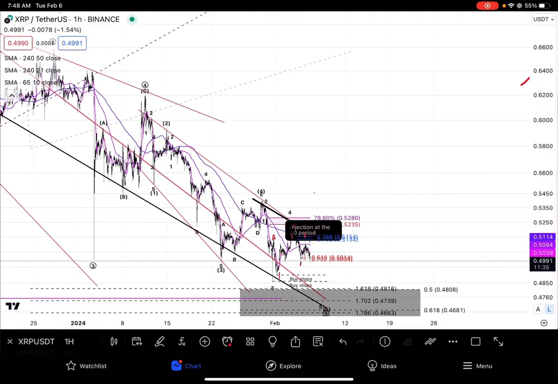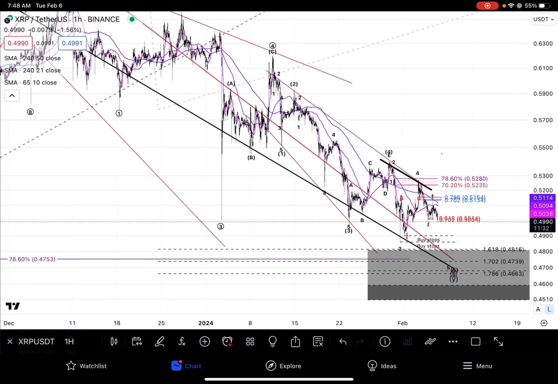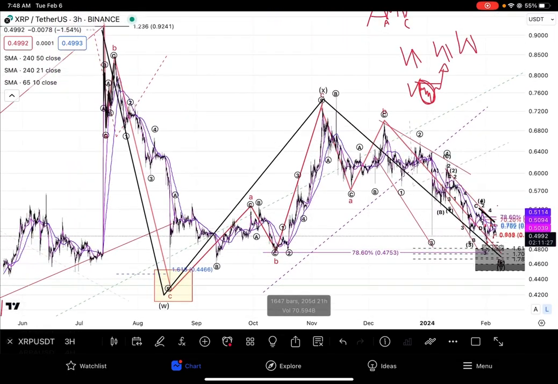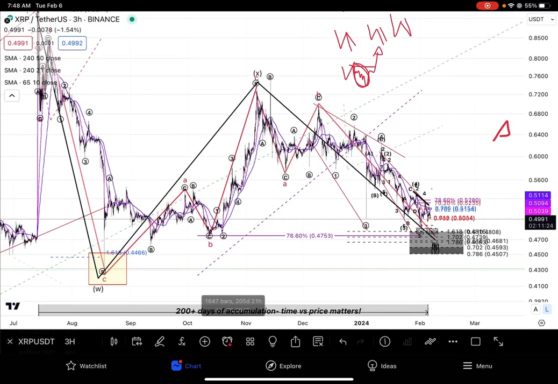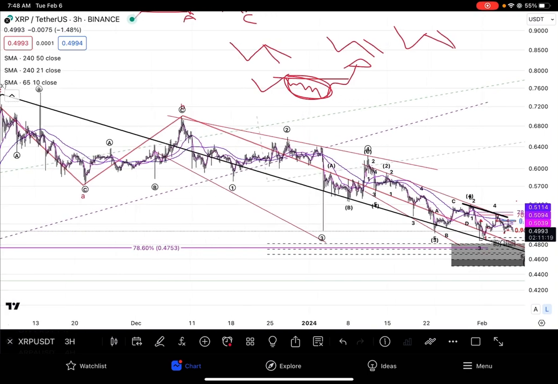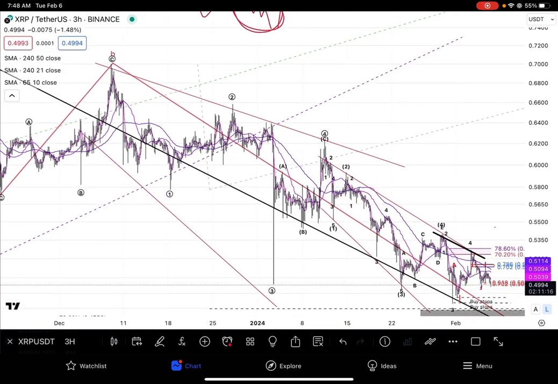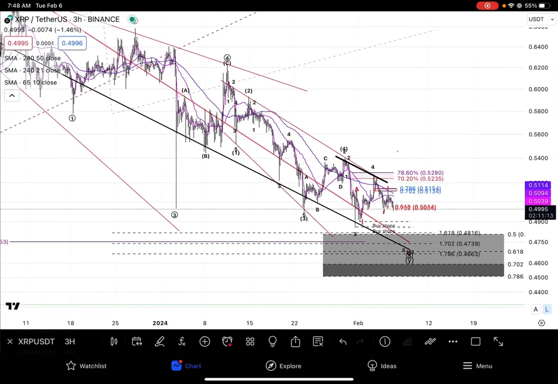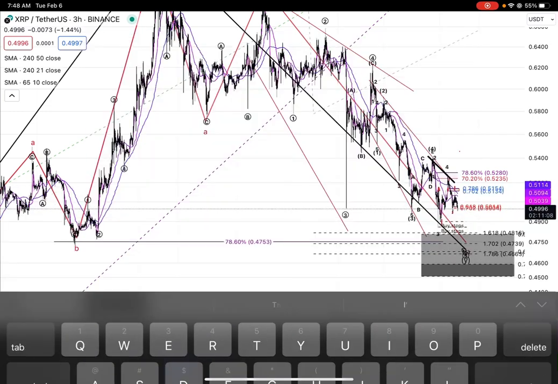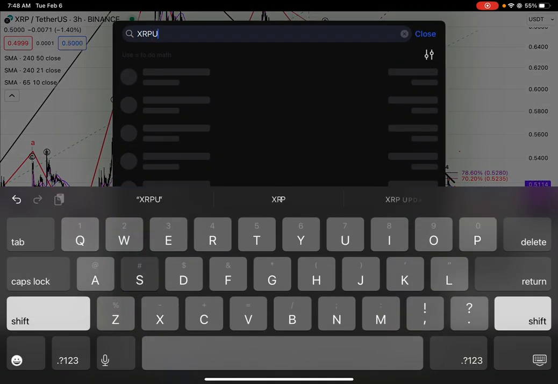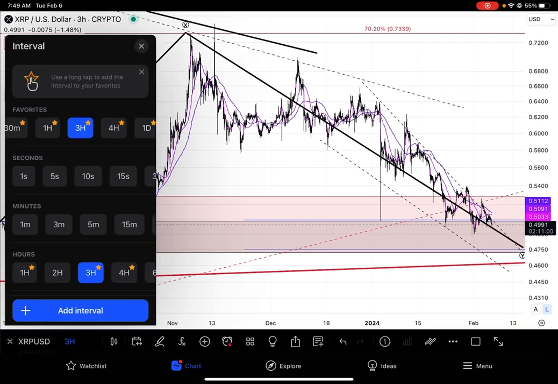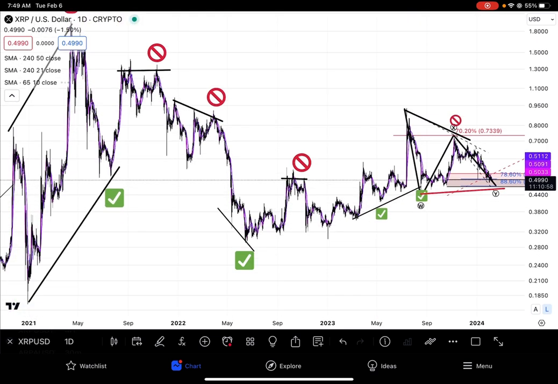So let's take a look here, and we should be coming to an end here. So this is your W wave, X wave, and then your Y wave. And then within your Y wave, you have channeling. Okay, so that's very significant that we see that. Now, I wanted to show you this chart over here, this historical chart. Okay, and we'll take a look at it on the daily time frame.